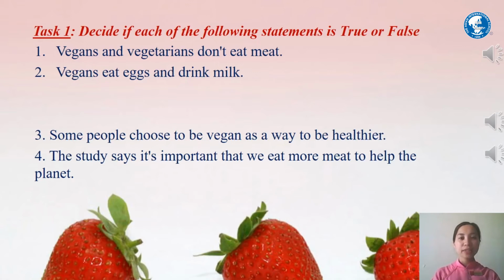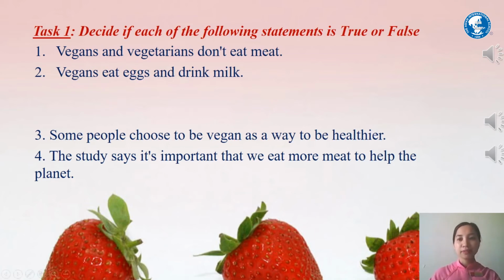Now let's come back to task 1. Look at questions number 1 and number 2. Vegans and vegetarians don't eat meat. Vegans eat eggs and drink milk. Obviously, either of these statements must be true and the other is false.